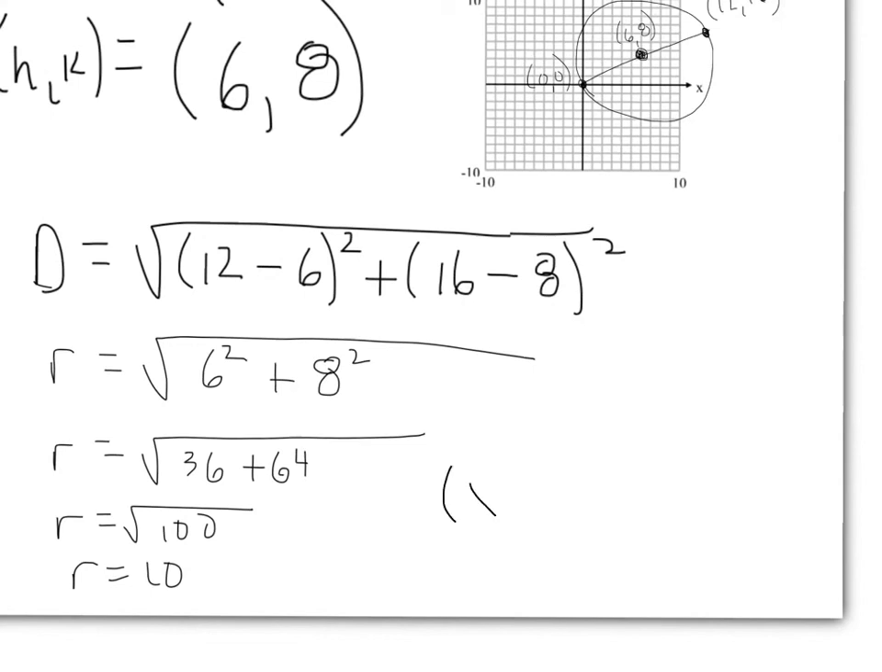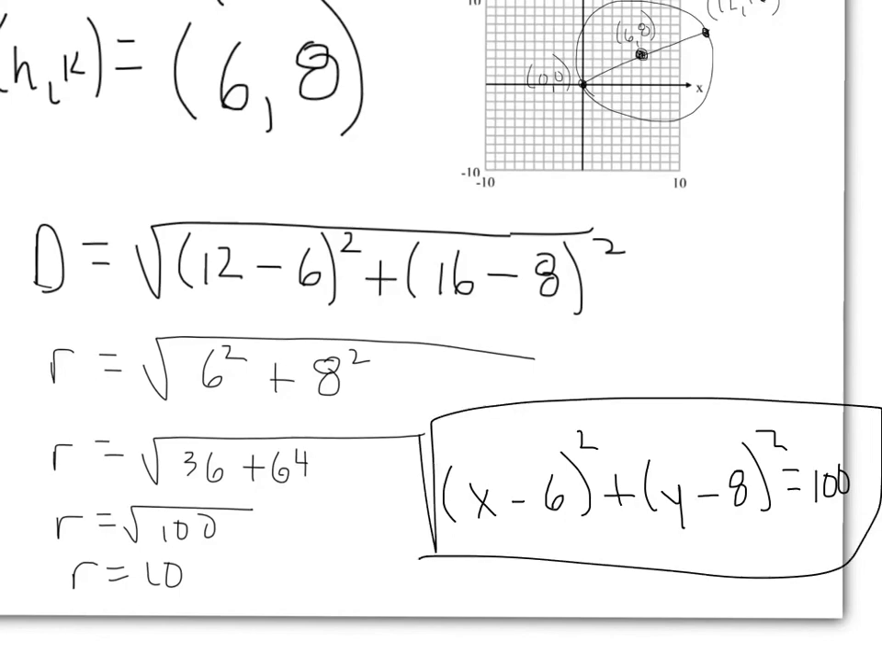Okay, so standard form is x minus h. H was 6 again from the center, plus y minus k, which is 8, squared equals r squared. R is 10, so squared would be 100, and there's your standard form of the circle.